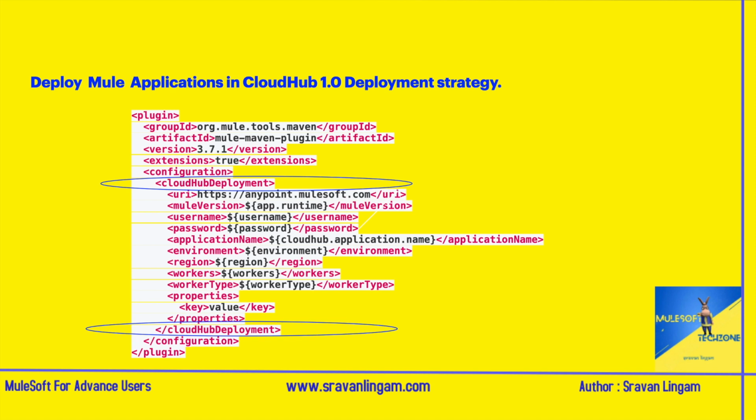In such a case, you will be using CloudHub deployment as this, and you can see some information. In the previous slide, I asked you to fill in the information: Mule version, username, password, application name, environment. All of these I have used with a dollar symbol. That means you are passing this value somewhere through Jenkins or some other CI/CD platform, right? So this is how it looks.